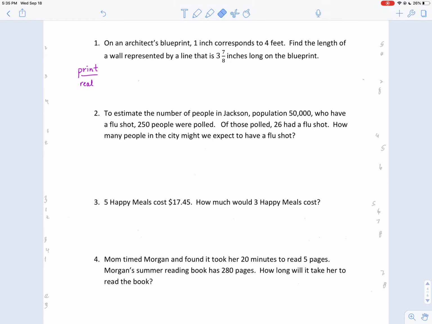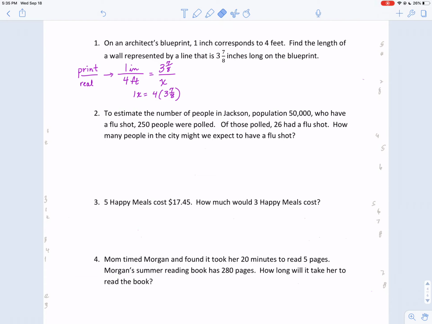So I'm going to use the architectural blueprint over the real thing. So I know it's 1 inch on an architectural blueprint, and that represents 4 feet for the real thing. So I know that my inch is going to be 3 7/8 inch on the blueprint. I don't know what the wall actually is. So there is my proportion. I'm just going to cross multiply.